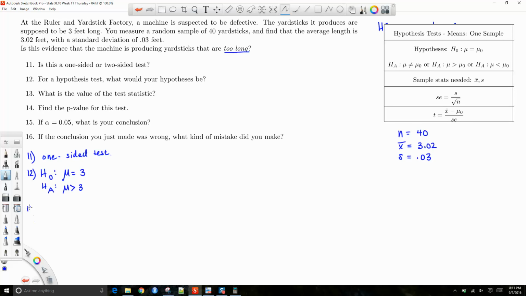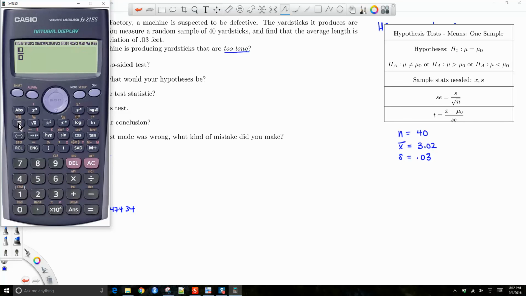Okay, and then number 13, what's the value of the test statistic? Our test statistic is t. First we're going to find our standard error, which is s over the square root of n. So we plug in 0.03 divided by the square root of 40, and we get a tiny number, 0.0047434, I believe. I'll go ahead and type that out for you: 0.03 divided by the square root of 40.